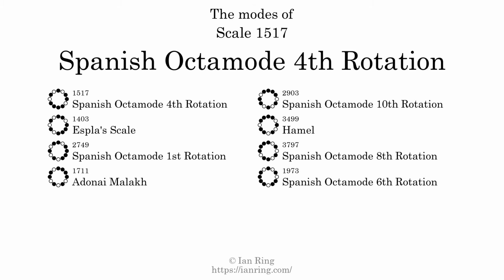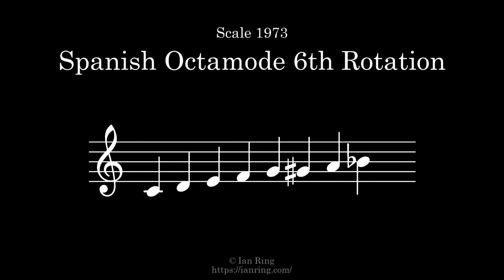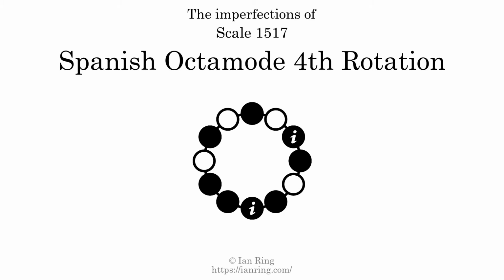The eighth and last mode is scale 1973, also known as Spanish Octamode 6th rotation. It sounds like this. Imperfections are tones that have no tone or perfect fifth interval above them. This scale has 2 imperfections. They are at positions here and here.